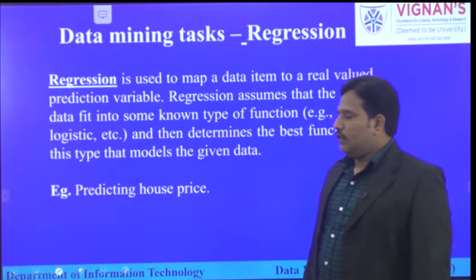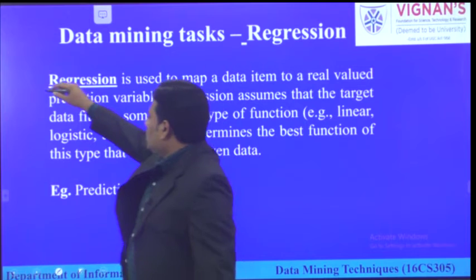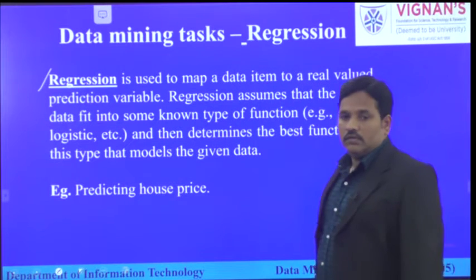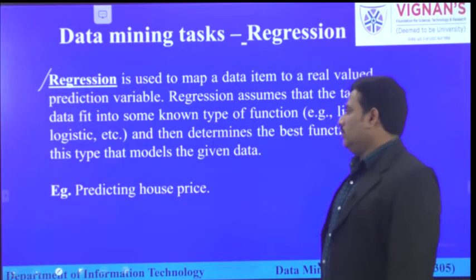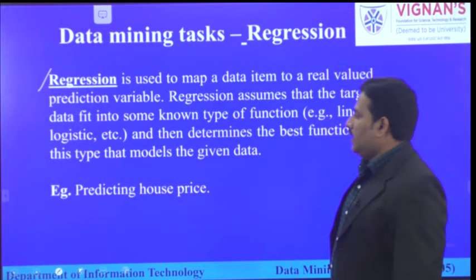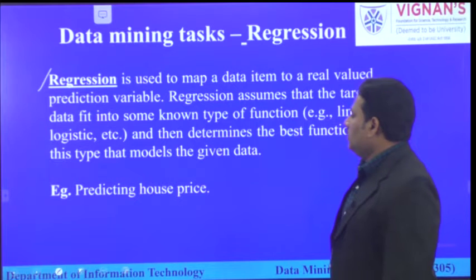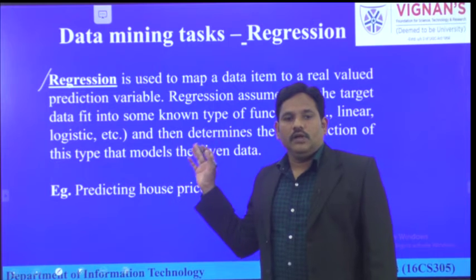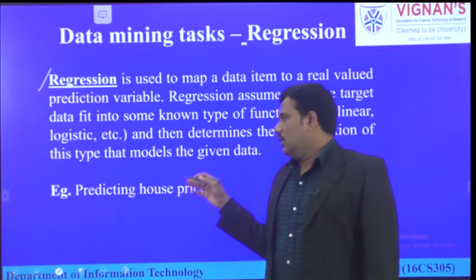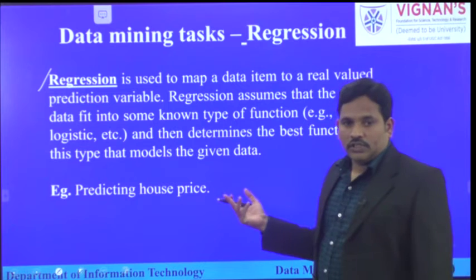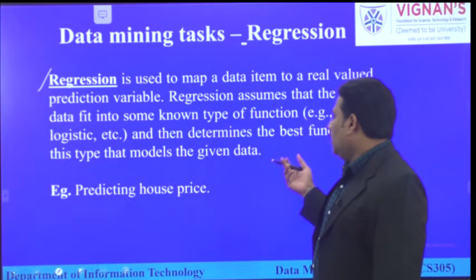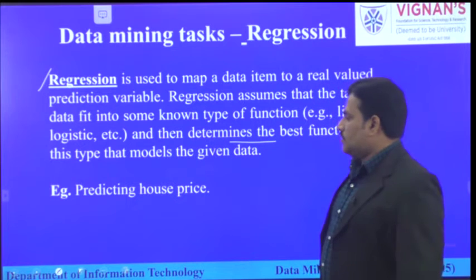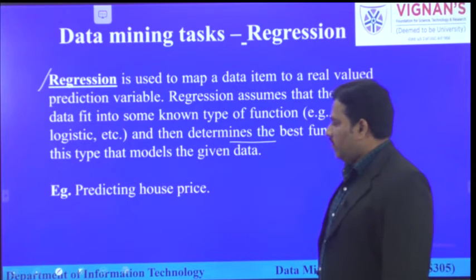Another type of predictive modeling is regression. Regression is used to map the data item into a real valued prediction variable. Regression assumes that the target data fit into some known type of function. Here, to analyze the flow of data, we are using some predefined mathematical approaches like logistic regression, linear regression or multi-valued regression techniques. Now, what is the use of these techniques? These techniques are used to determine the best function of this type to model the given data.